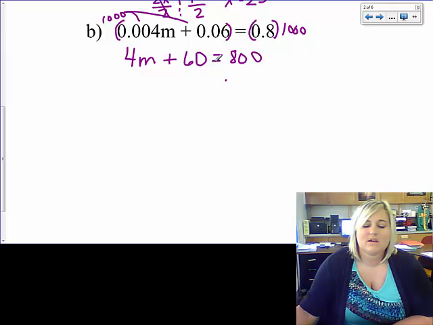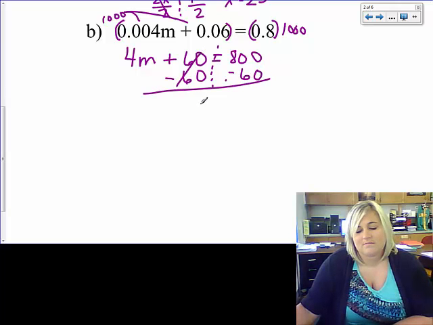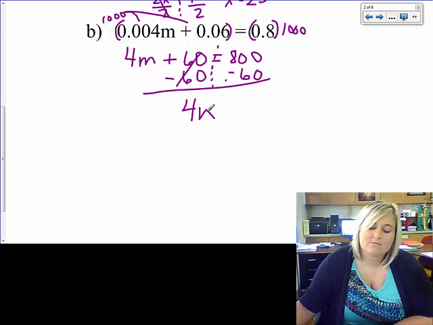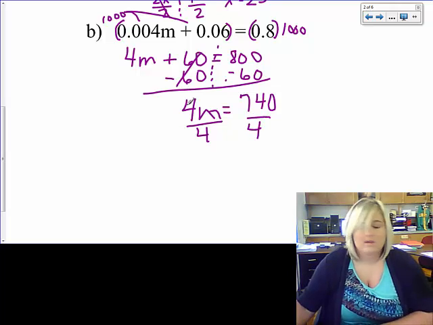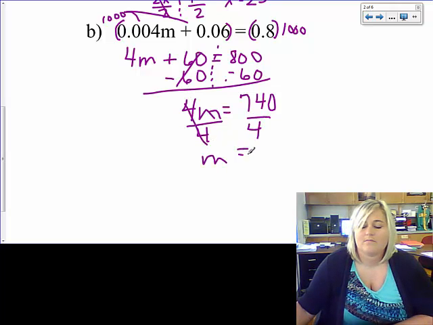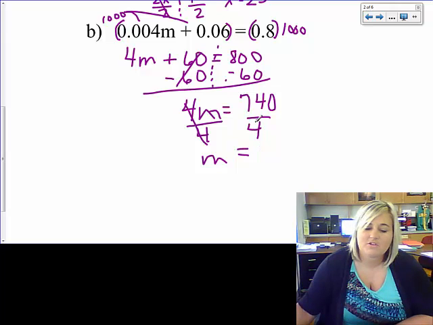I'm trying to get m by itself. To get m by itself, I'm looking at the side that has m, which is the left side of the equal sign. So the farthest thing away is 60. It's being added. The opposite would be to subtract. So I have 4m equals 740. And to get m by itself, this is being multiplied. The opposite would be to divide. And divide by 4 on both sides. I get m equals 740 divided by 4 equals 185.